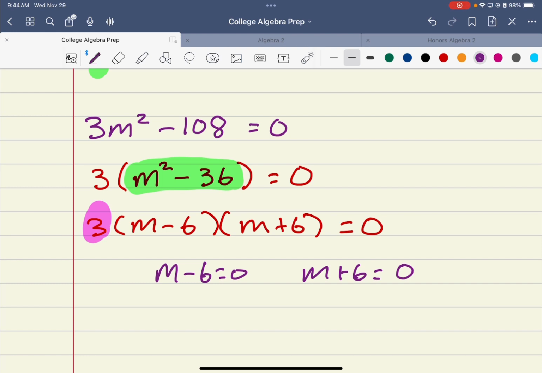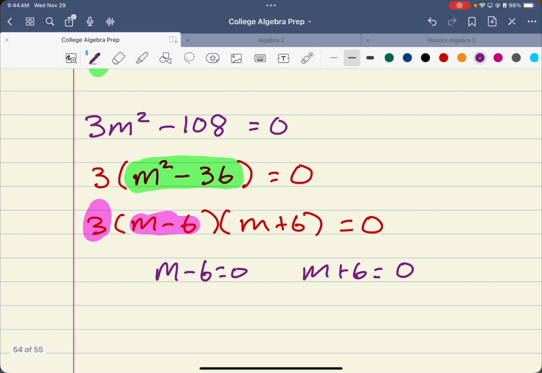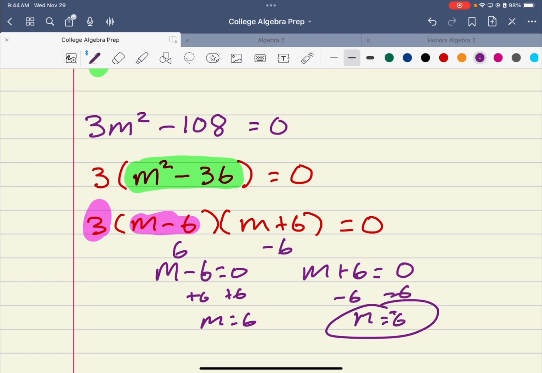And in all honesty, most of you can look at this and know your answers are 6 and negative 6. You're adding 6 to both sides, subtracting 6 from both sides, so your answers are 6 and negative 6. You don't necessarily need to write all of that down if you can figure it out. Again, save your time. You've been seeing this stuff for a while. Some of you are pretty good at it already.